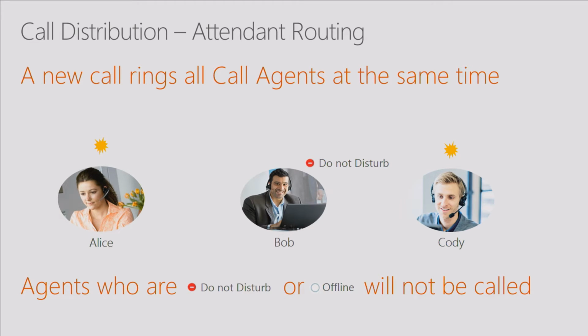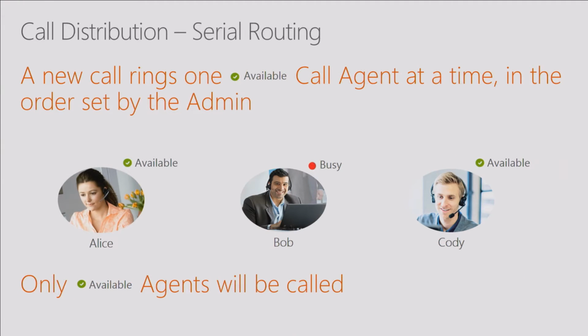As you can see, I have 3 agents, Alice, Bob, and Cody. Alice and Cody got called, but Bob did not get called. The second method that's going to be available is serial routing. Serial routing is different. The call at the head of the queue will only be offered to a single agent at a time, based on the order that has been decided by the admin. So basically, Alice gets called before Bob, and Bob gets called before the call goes to Cody.